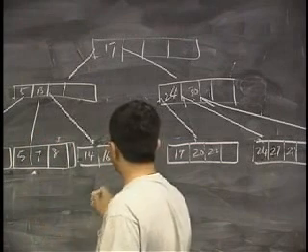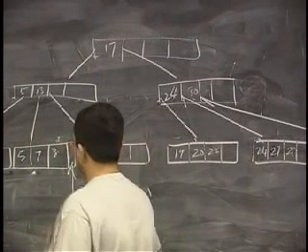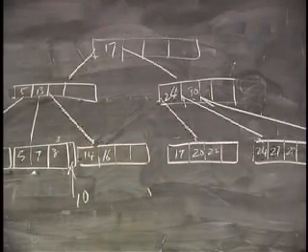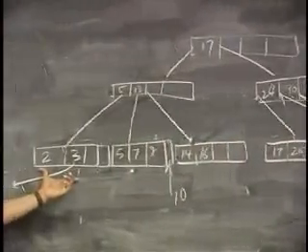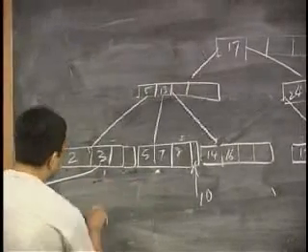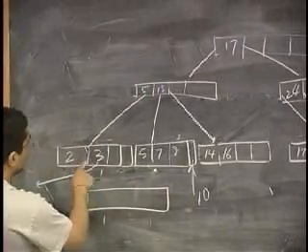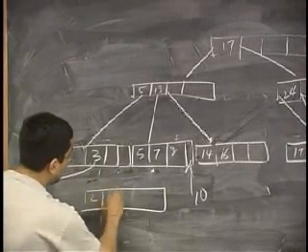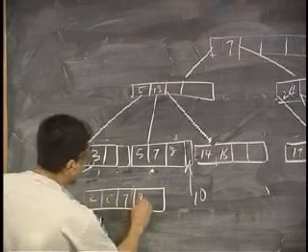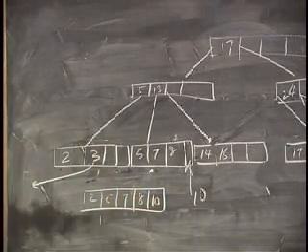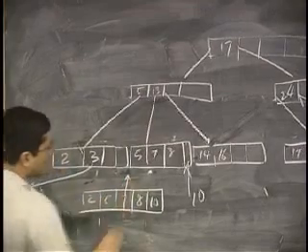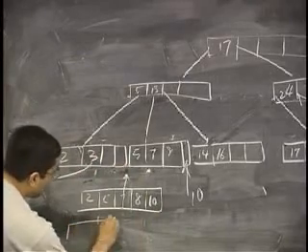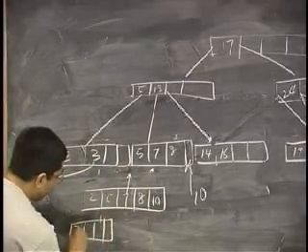So say add 10 there, and then delete 3 from that guy. Okay. So we delete 3. So this becomes less than 2, so it merges with this. So we get 2, 5, 7, 8, 10. So 7 goes up, and we are left with 2, 5.